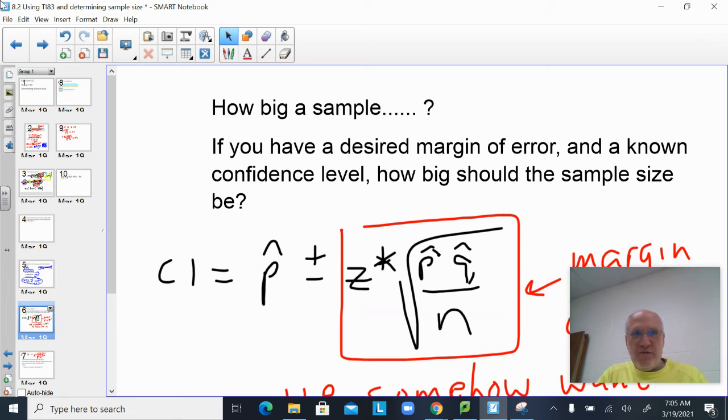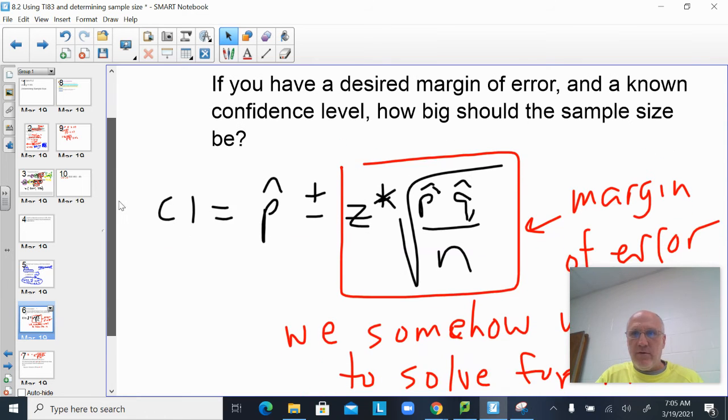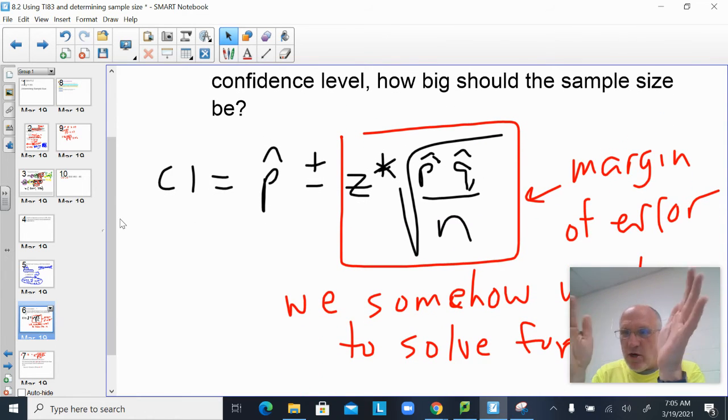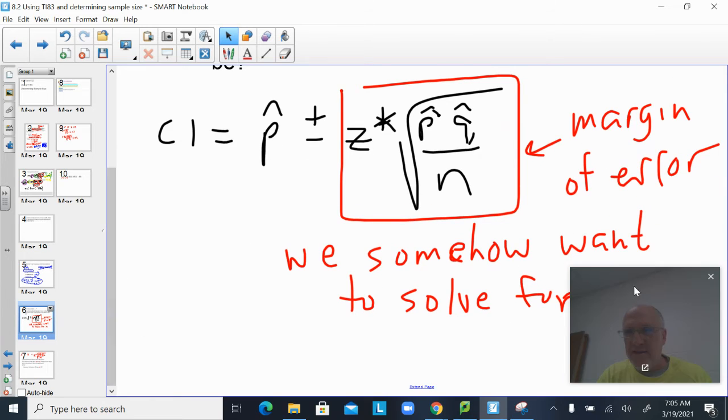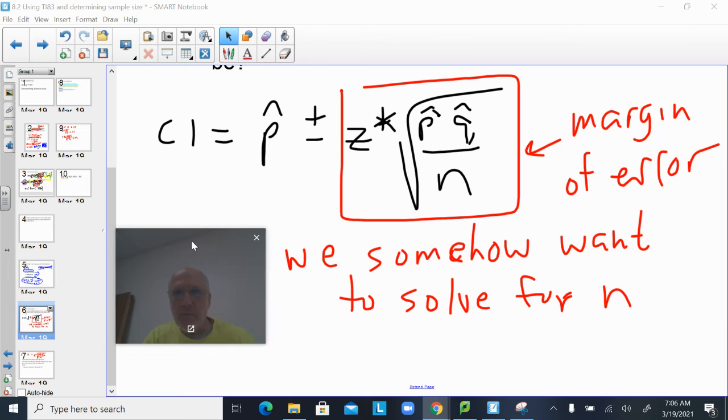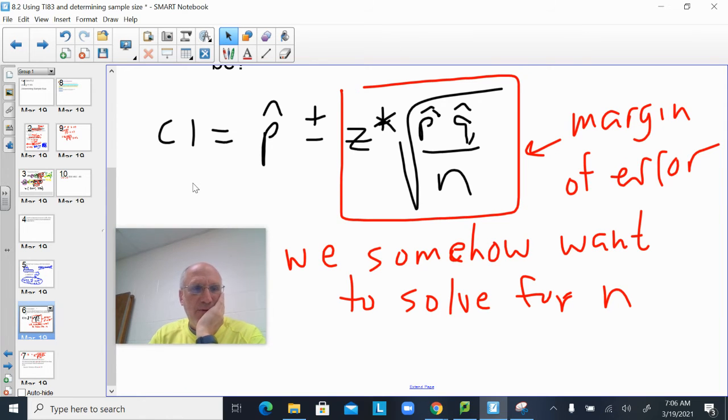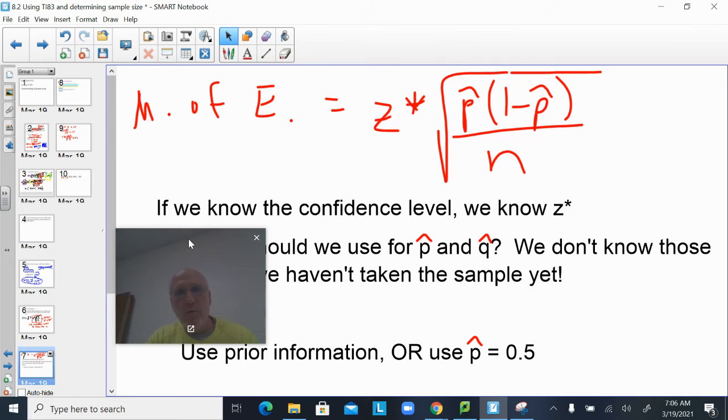So here's this formula again for the confidence interval. For this particular problem, all I care about is the margin of error, which is that thing in the red rectangle. That's the margin of error, Z star times the square root of P hat Q hat over N. And I want to somehow solve that for N. That's why it says solve for N. So let's look at an example, and we have to figure out what numbers to plug in where, and do a little bit of algebra to actually solve it for N.